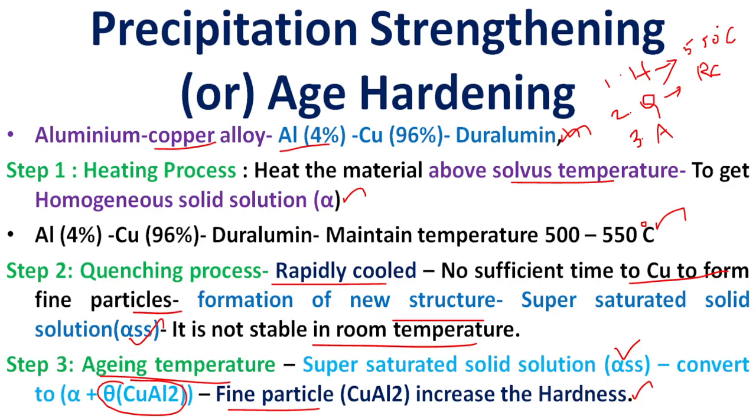At 550 degrees Celsius it is the alpha phase, and with rapid cooling it becomes a supersaturated solid solution phase. After the aging process, alpha SS is converted to the alpha and theta phases. The theta phase is the precipitation particles, and those precipitate particles improve the hardening of the material. These are the three stages in the precipitation or age hardening process.